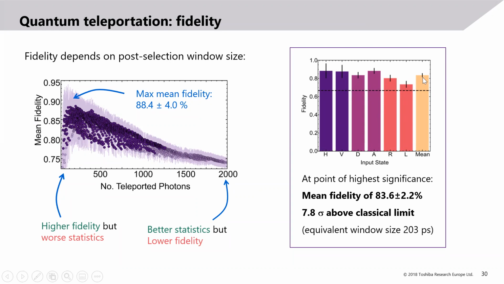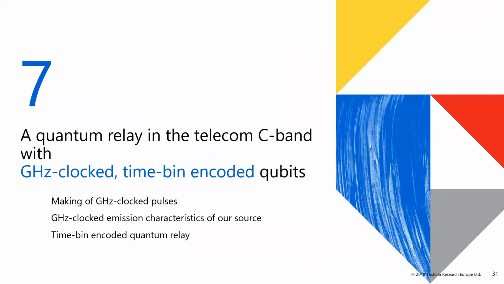And this just in. Okay, that brings me to the last chapter of my talk. I'm going to show you now how we can run a relay, but make it compatible with standard QKD systems. For us, this means make it compatible with the gigahertz clocked source and also with time bin encoded qubits. I'll show you in this chapter how we make the gigahertz clocked pulses, how we characterize the emission of our source using these gigahertz pulses, and finally how we do the time bin encoded quantum relay.